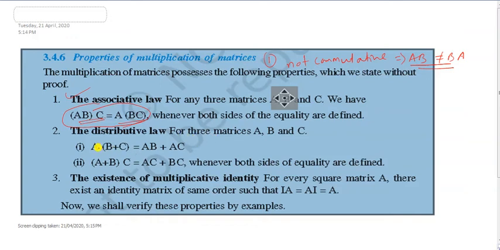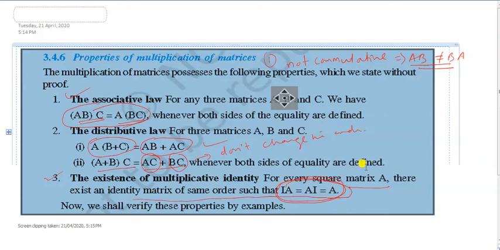Then the distributive law. If I have A whole into B plus C, just like algebra, AB plus AC, it holds. Again A plus B into C, it is equal to AC plus BC. But remember, don't change the order. This is very important. AC you cannot write CA, or BC you cannot write CB. Next, the existence of multiplicative identity. For every square matrix A, there exists an identity matrix of same order such that IA equals AI, which is equal to A. So this is an important one. Let me have some demo of this.